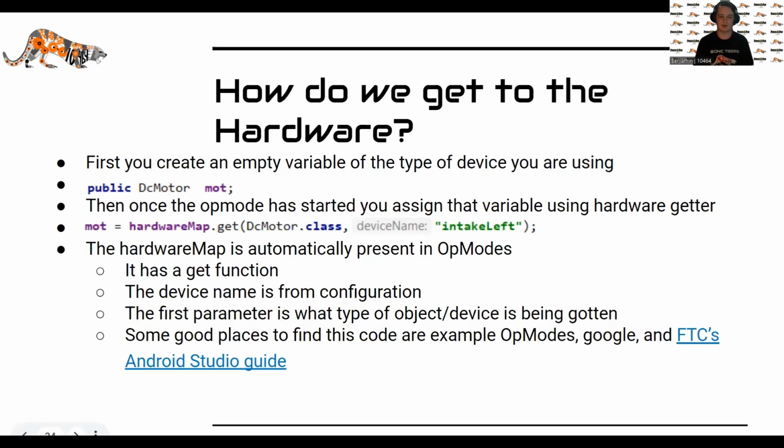It has a get function. The device name is from the configuration, like I said, and the first parameter is what type of object or device is being gotten. So DC motor, servo, CR servo, any kind of sensor that you might have, all that goes there before the dot class. And some good places to find this code are example op modes, Google, and FTC's Android Studio Guide, which we have put up before, but we can put that in the chat again.